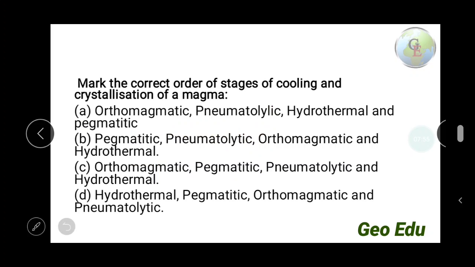Mark the correct order of stages of cooling and crystallization of magma. Option A, orthomagmatic, pneumatolytic, hydrothermal, and pegmatitic. And these are the options. As you know, first will be orthomagmatic, it is sure, because the orthomagmatic stage will be the first, and then the pegmatitic stage will occur, and then the pneumatolytic stage. Pneumatolysis is a geologic term for magma emitting gases that alter surrounding rock. So pneumatolysis occurs after the pegmatitic stage, and the last stage is the hydrothermal stage. So the answer will be option C.